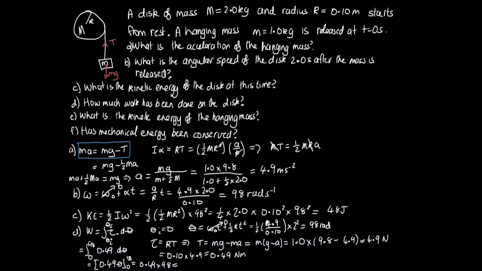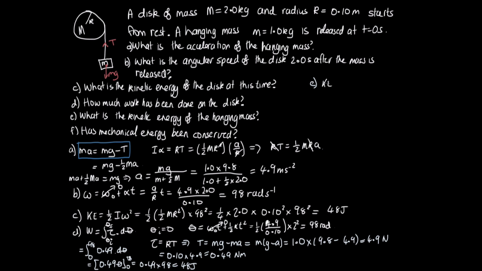Solving this, we end up with 48 joules. So that can make us happy because the change in kinetic energy was 48 joules, and now we've calculated the work done on this disk, and that's also 48 joules, and we were expecting these two to be the same, and they are. Okay, so part E now asks us, what is the kinetic energy of the hanging mass?